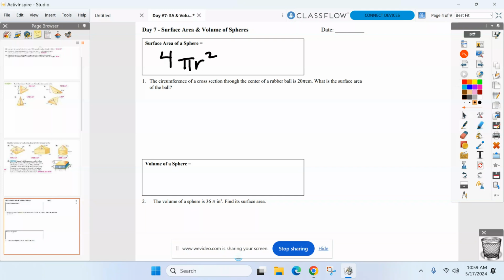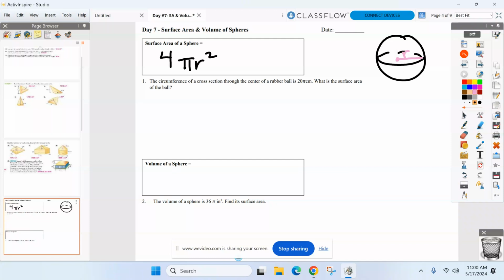4 pi r squared. 4 circles, pi r squared. So good news about the sphere. You only need one value. What's the only thing I have to substitute in here? Everything's taken care of except for radius. Yep, good. Radius. So there it is.